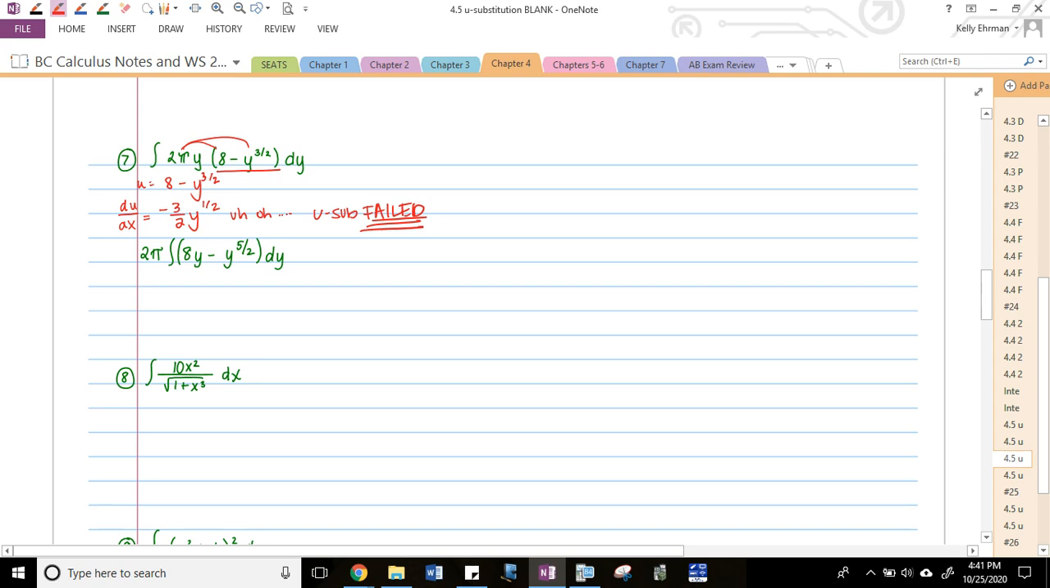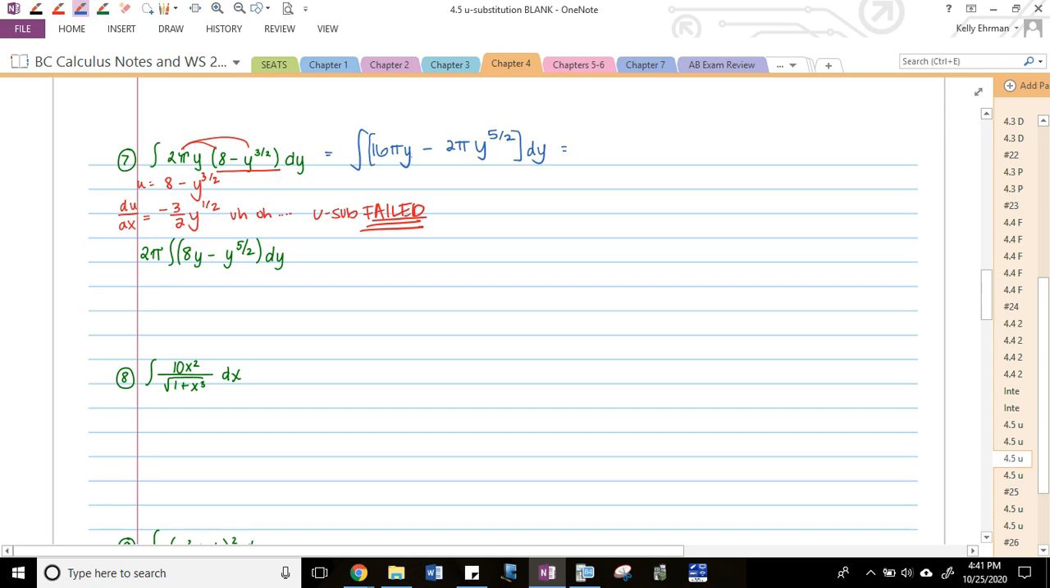So is this an unsolvable problem? No. I go back to what I was saying before. Wait, we didn't even need u sub for this one. We should have just gone ahead and distributed. 2 pi y times 8 is 16 pi y minus 2 pi y to the 5 halves, excuse me, dy. I don't need u sub. I have two separate terms that I can take the integral of.